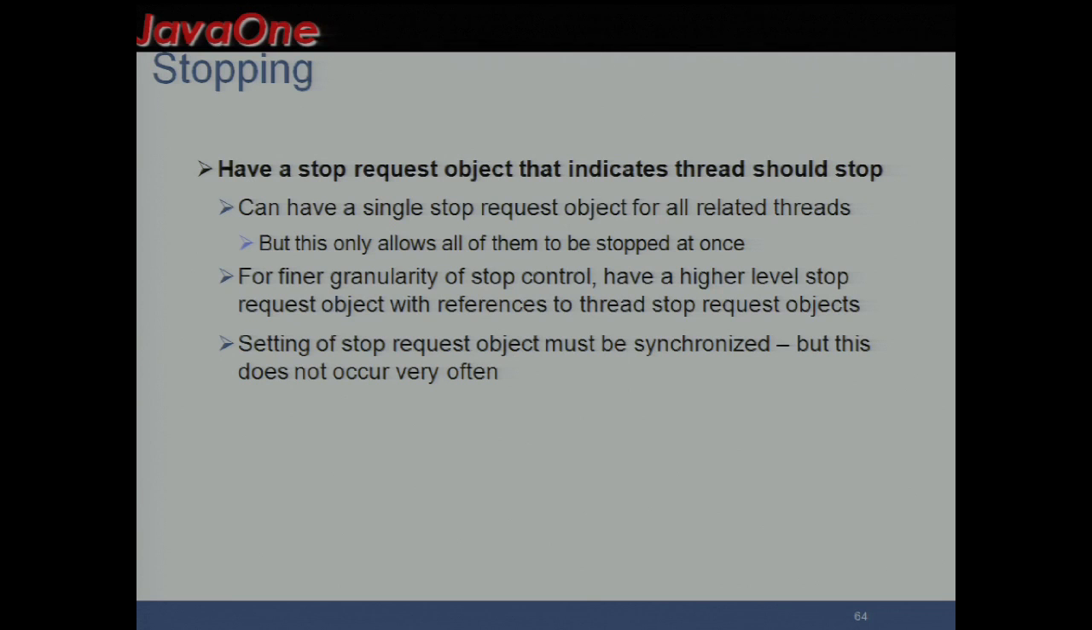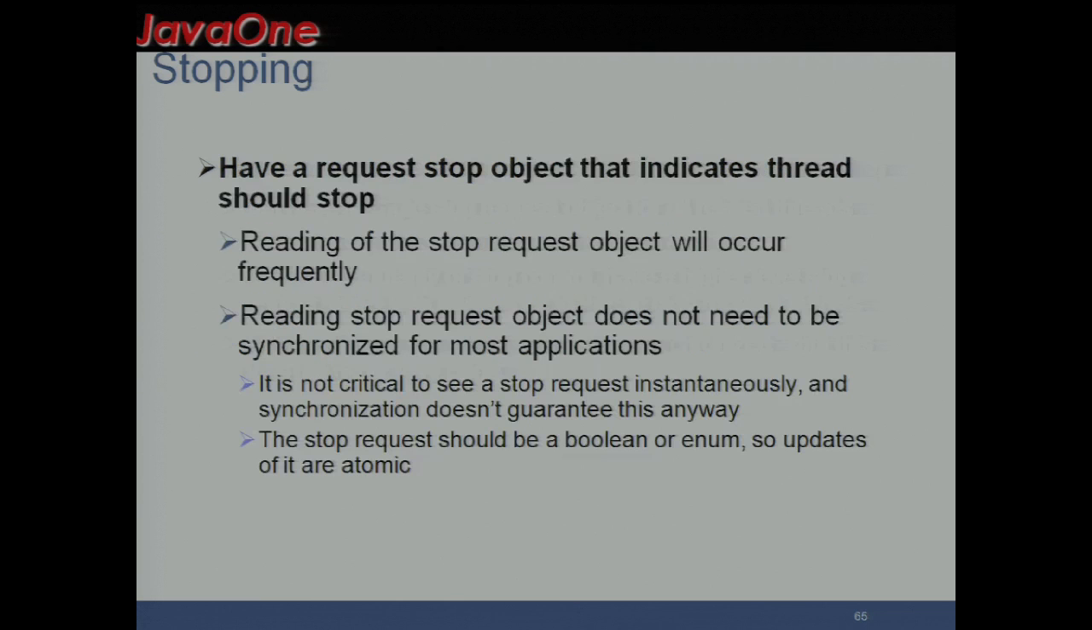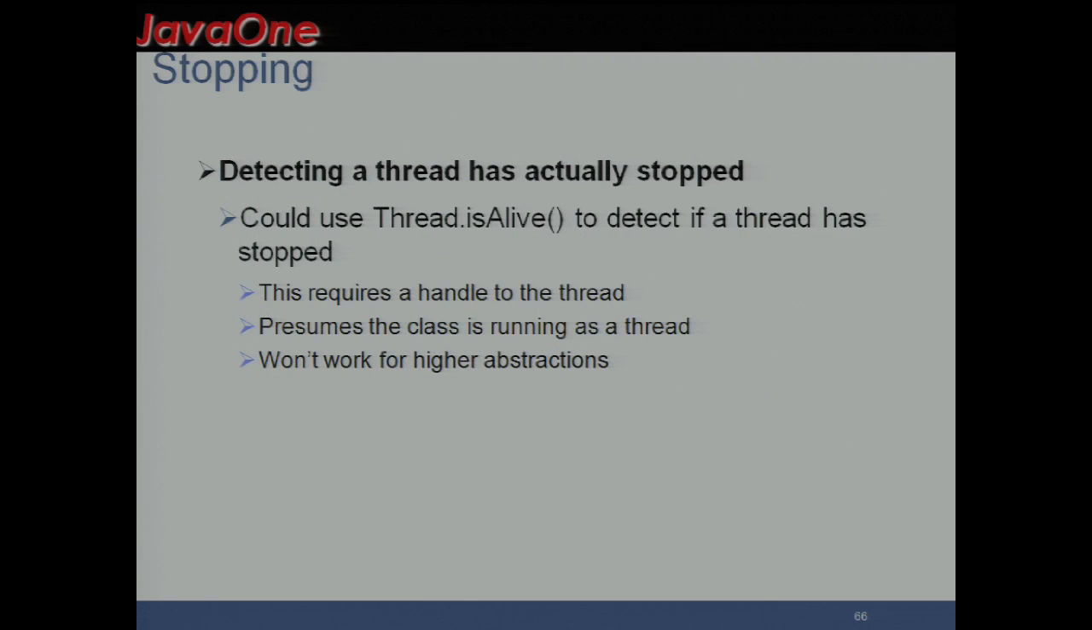Now, setting it, you're going to have to be synchronized to set it, but stopping doesn't happen that often. And once you do it, it's stopped. And then reading it, of course, is going to happen frequently. But that doesn't need to be synchronized because it's not critical that you see the stop request right away. The JVM synchronization isn't going to guarantee that anyway. And it should be a Boolean or enum. It should be atomic, so you shouldn't have any issues with non-atomic updates. So that's how you can get your threads to stop.